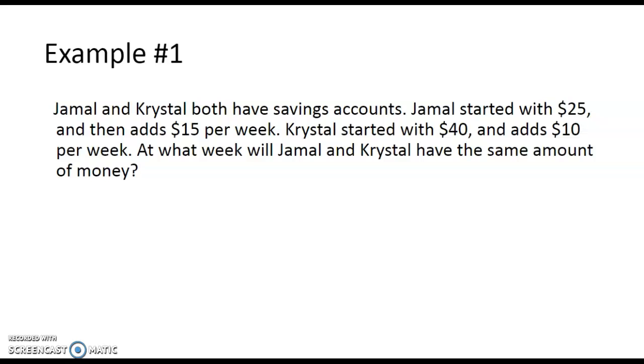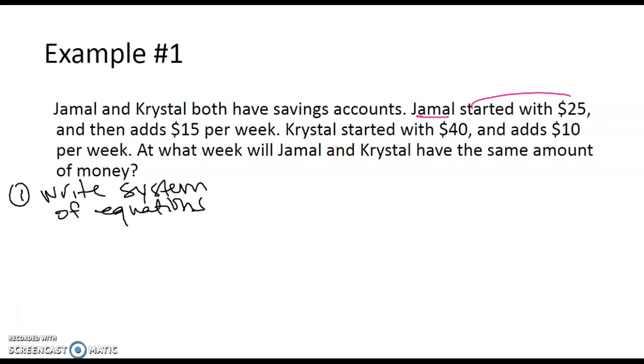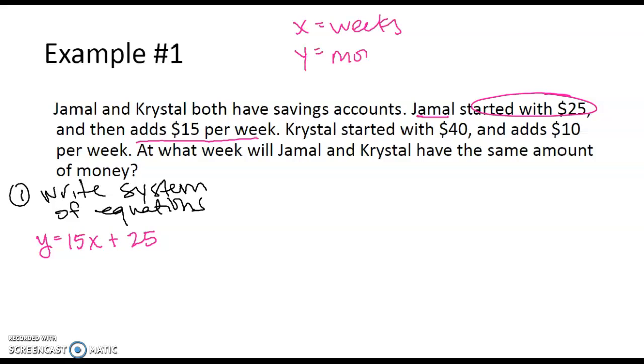So our first part here is that we need to write our system of equations. We need to come up with the two equations, or more in some cases, that are going to be in the system. We're trying to figure out when they will have the same amount of money, so our two equations should be related to their money. Starting first with Jamal, he starts with $25 and adds $15 per week. So Jamal's money is equal to 15 times x plus 25, if x is weeks and y is money. We want to make sure that we define our variables for problems like this.